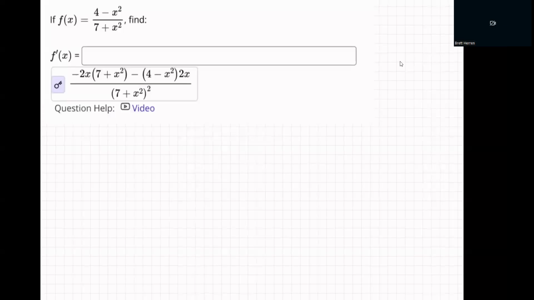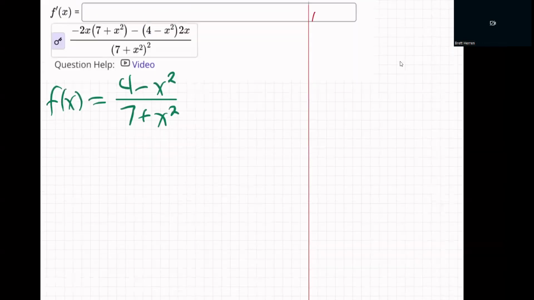This question has a big function, a function that's a fraction, and wants us to take the derivative. Let's bring it on down here. So the function is 4 minus x squared over 7 plus x squared. Okay, now what's the rule?